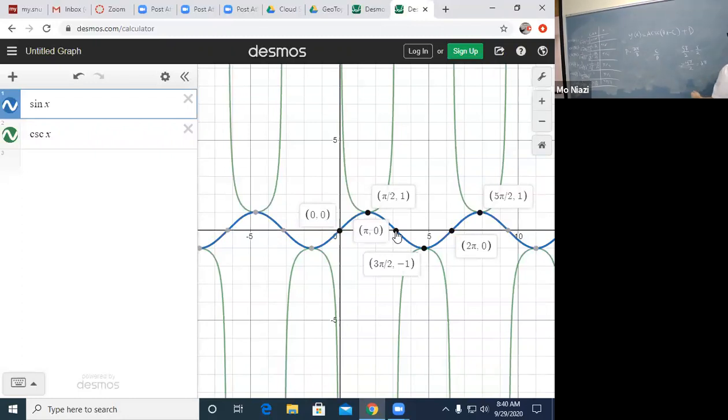So the period of, which one is this, cosecant? Cosecant x is defined for all the values in which x does not equal n pi. So all integer multiples of pi.